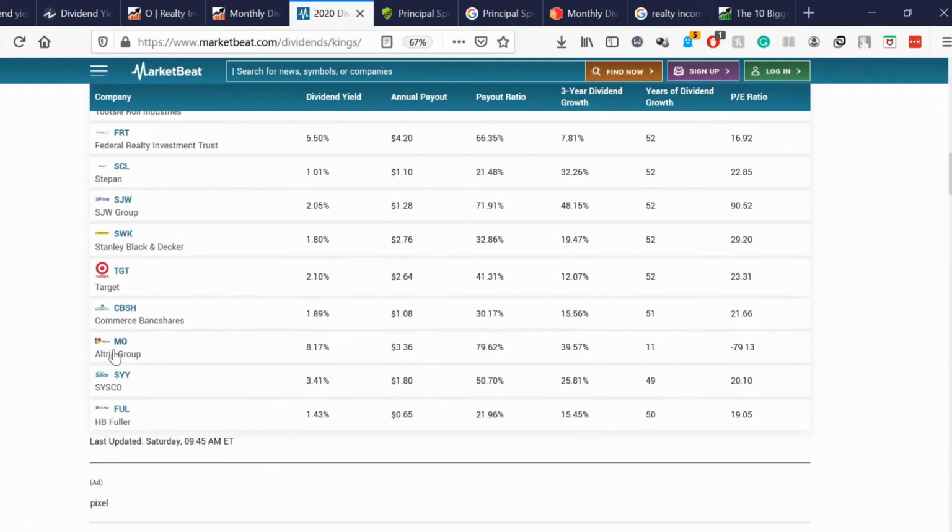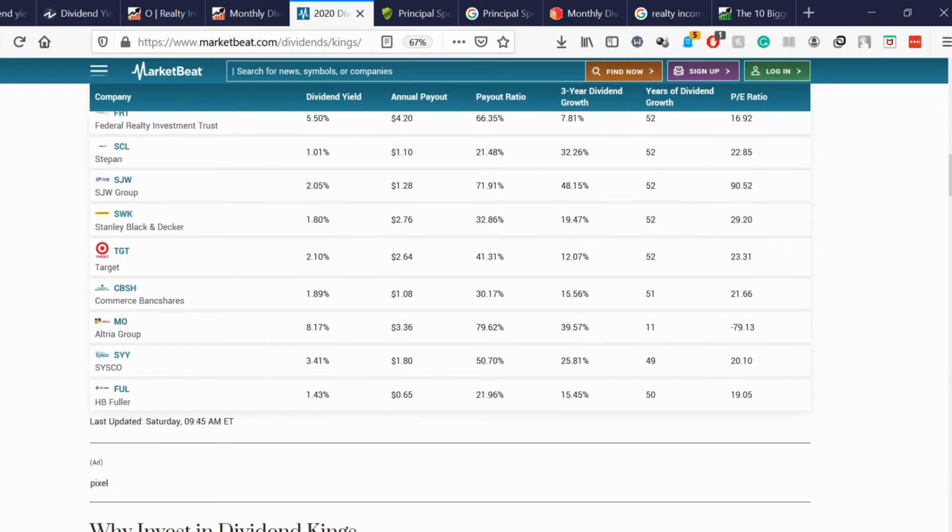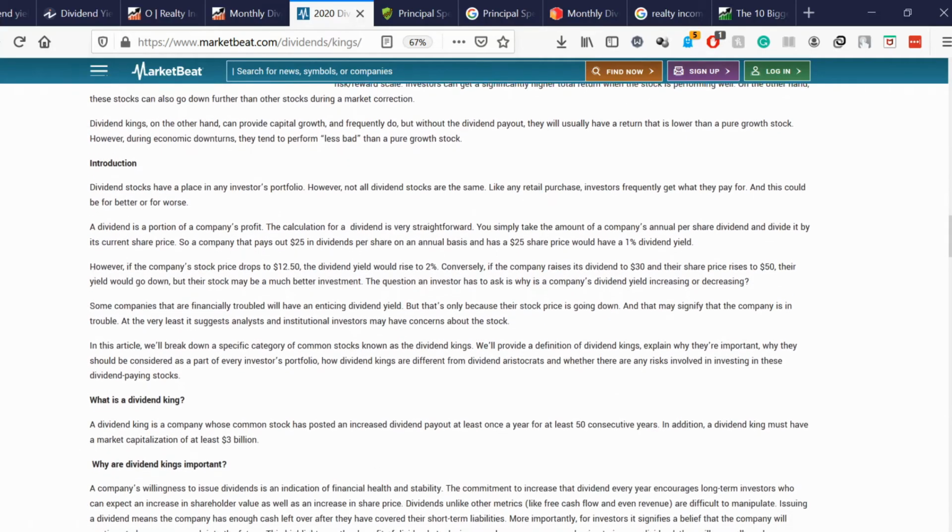And Altria is one that I know a lot of people invest in. I'm actually invested in them as well. And they pay a very high yield. But yeah, so that's what I would look at.